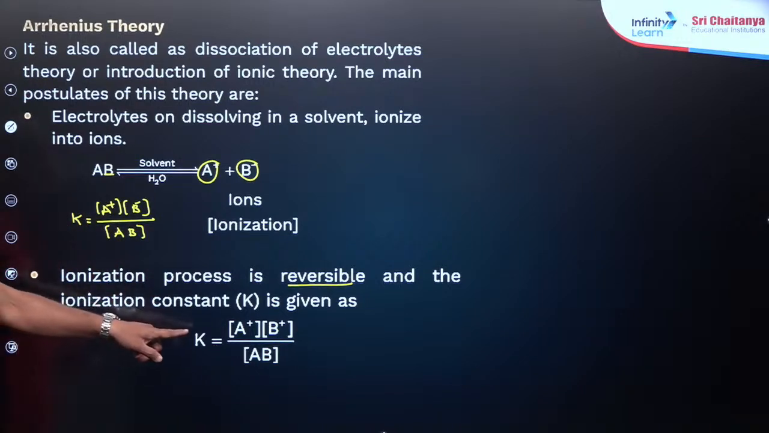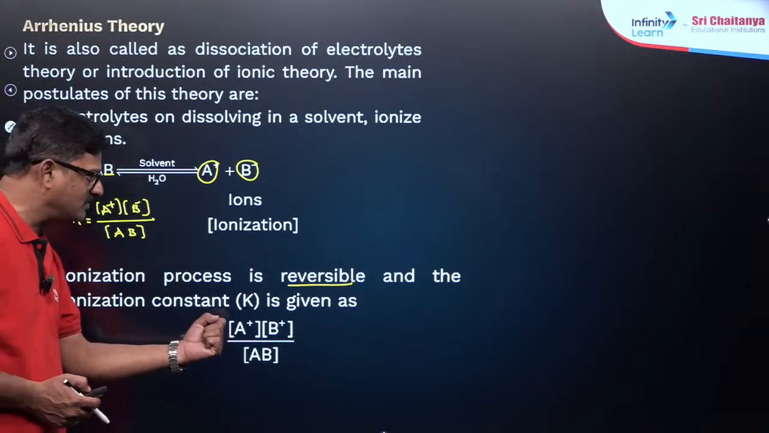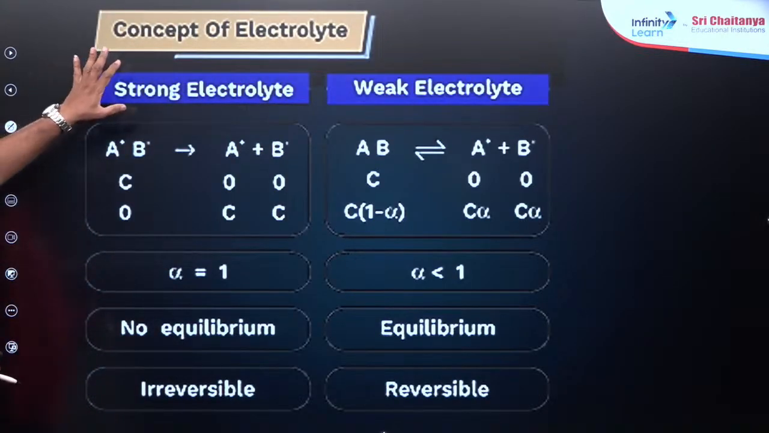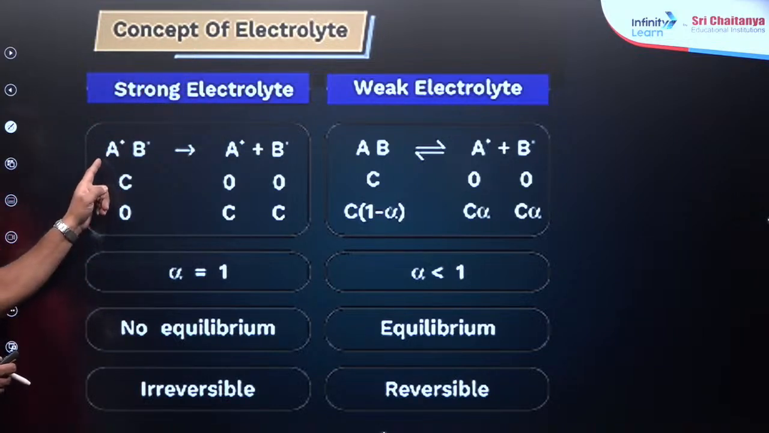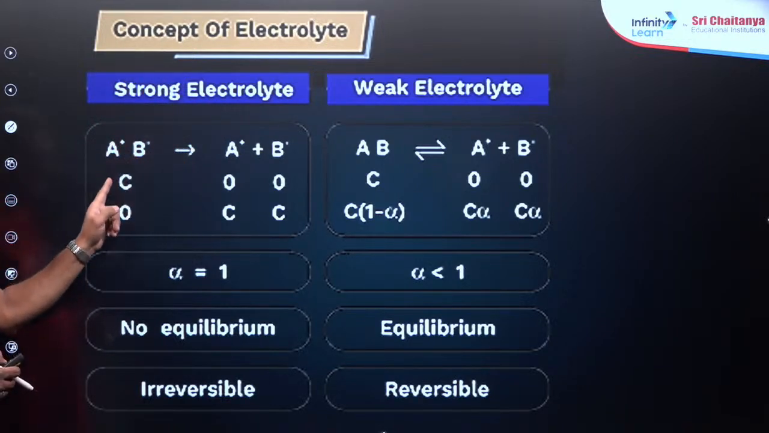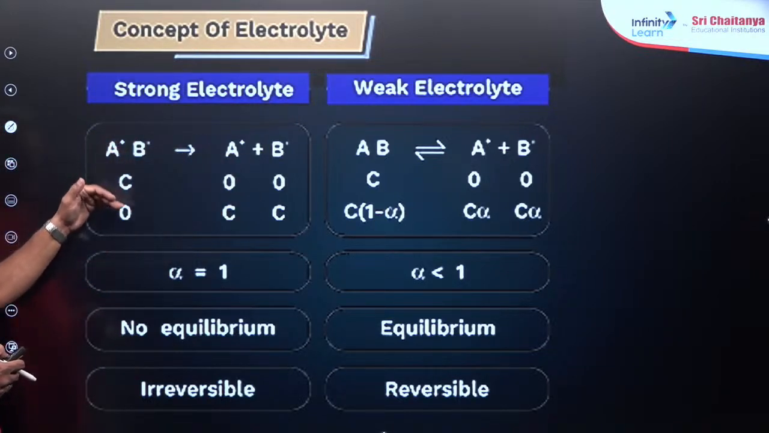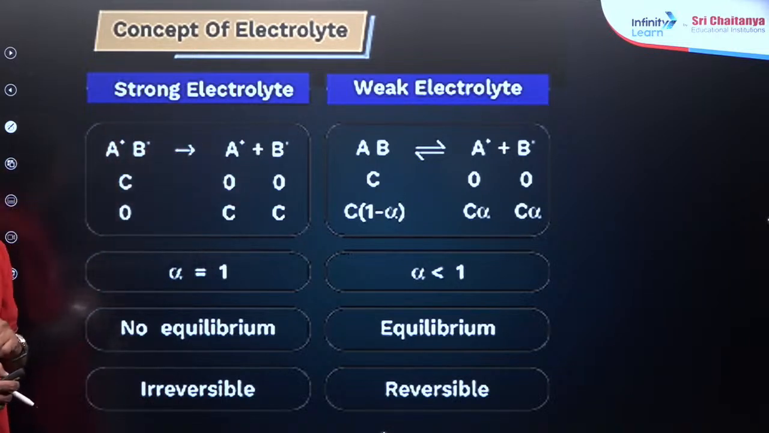Okay, this is what is said. It could be with an acid or it could be with a base. That I want to show you here. Okay, a concept of electrolyte here is a strong electrolyte. If initially a strong electrolyte is taken, initially C moles per liter is taken and 0, 0, and once it is ionized, you are going to get C moles of A plus and B minus.